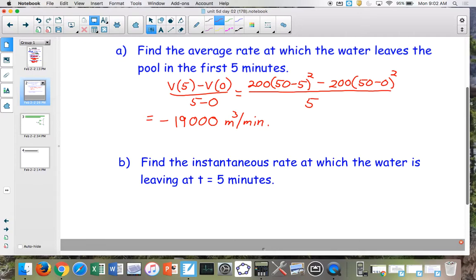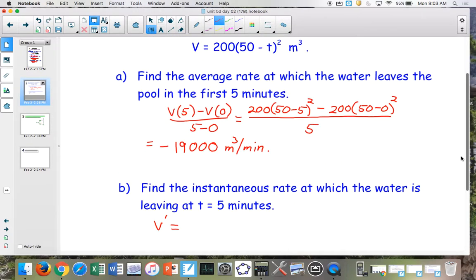Let's find the instantaneous rate if the water is leaving at exactly t equal 5 minutes. So when you see instantaneous rate, you think derivative. So first let's find the derivative of V. And then don't forget the chain rule, so we have to multiply times the derivative of 50 minus t, which is negative 1.